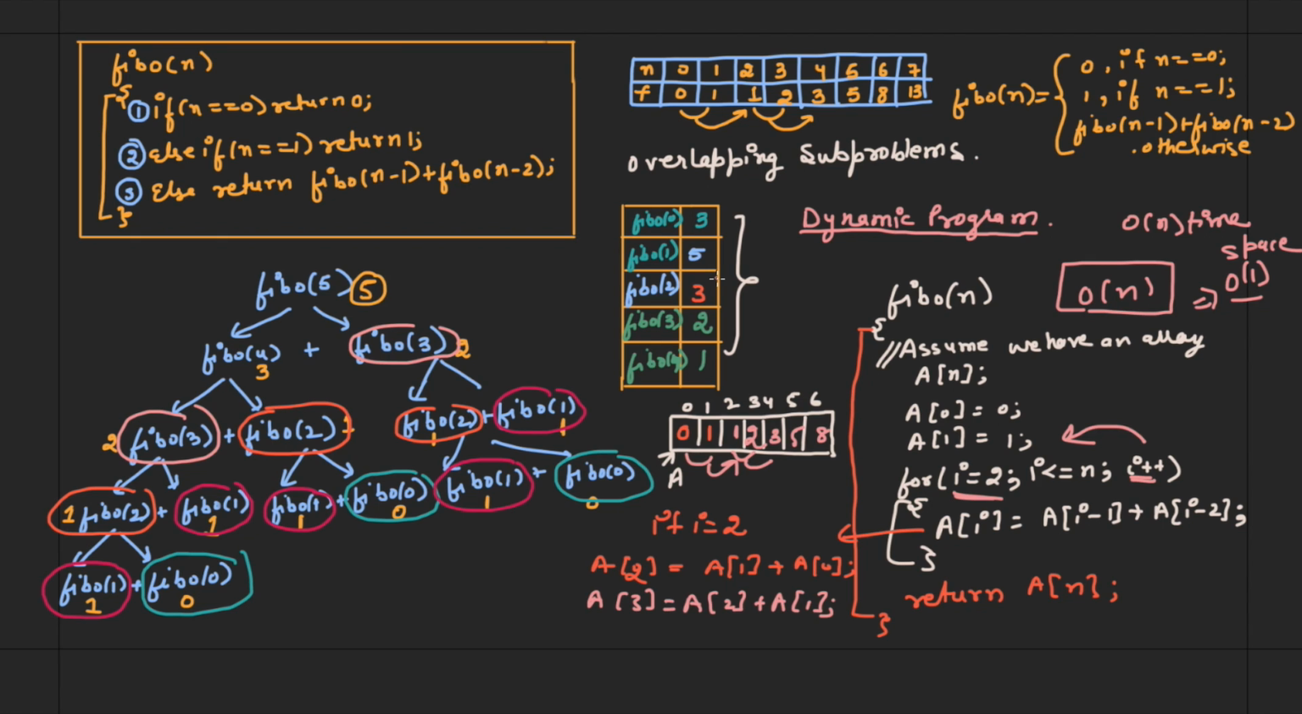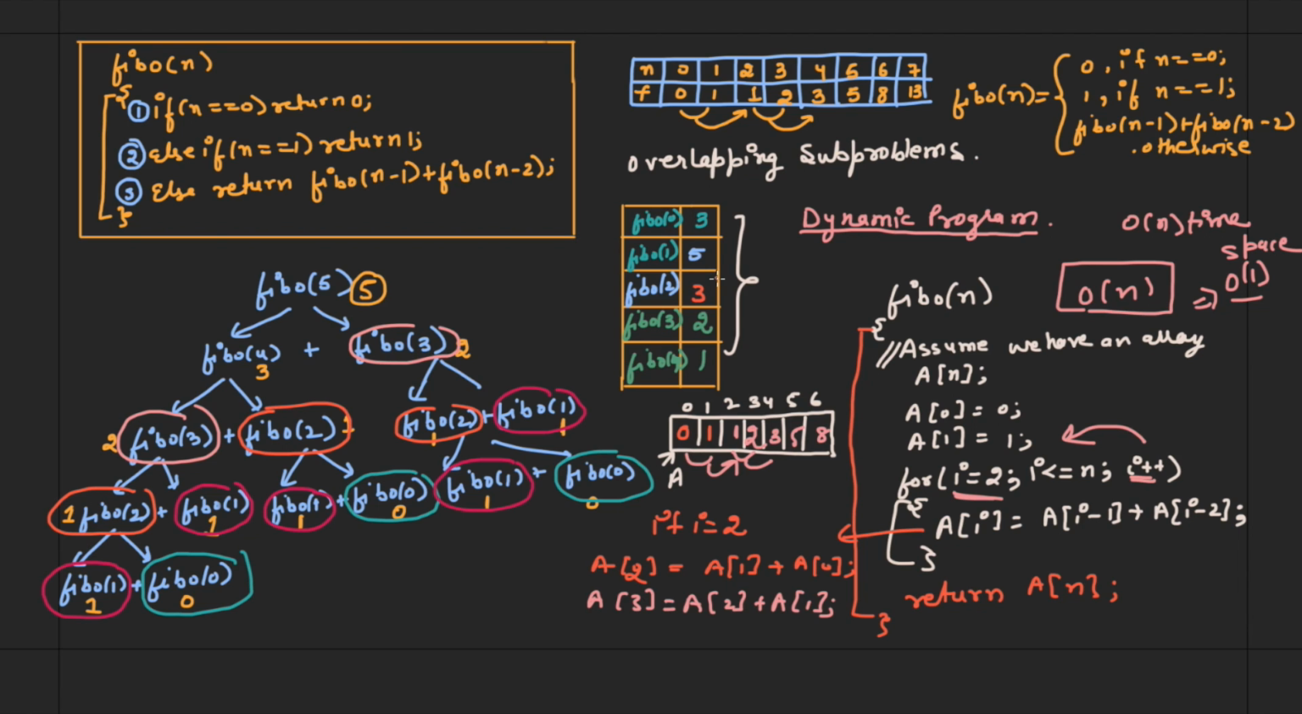So dynamic programming solves each subproblem just once and then saves its answer in a table, thereby avoiding the work of recomputing the answer every time it solves each subproblem. We generally apply dynamic programming to optimization problems. Such problems can have many possible solutions, and each solution has a value, and we wish to find a solution with the optimal, minimal or maximum value. We can call such a solution an optimal solution to this problem, since there may be several solutions that achieve the optimal value.